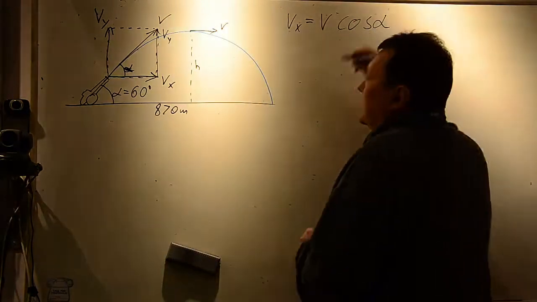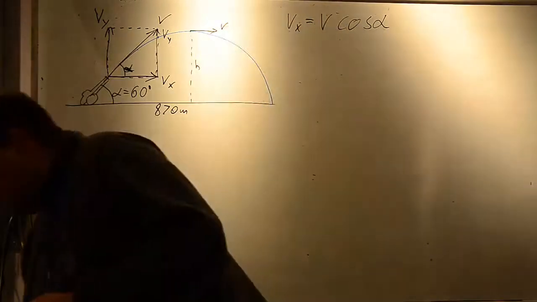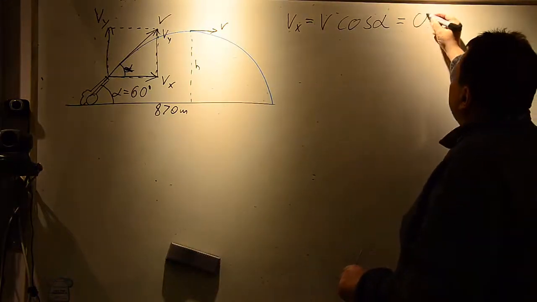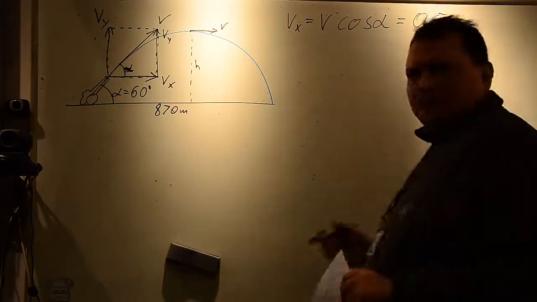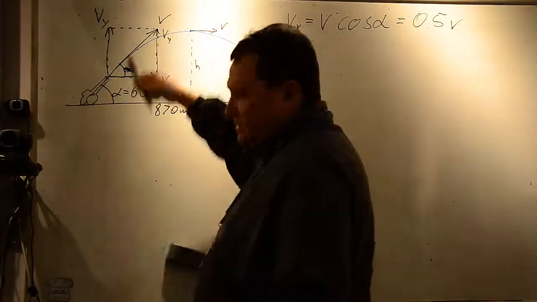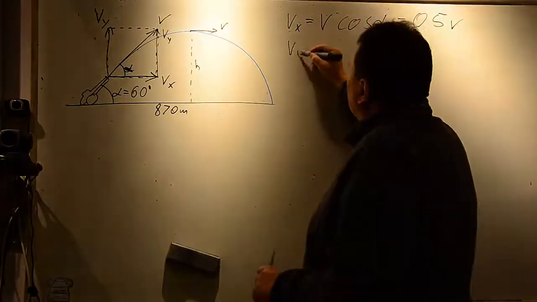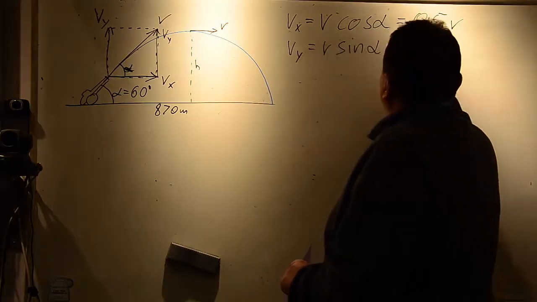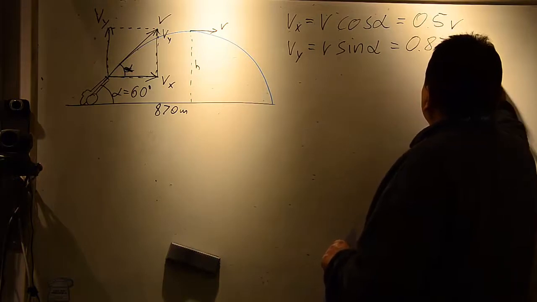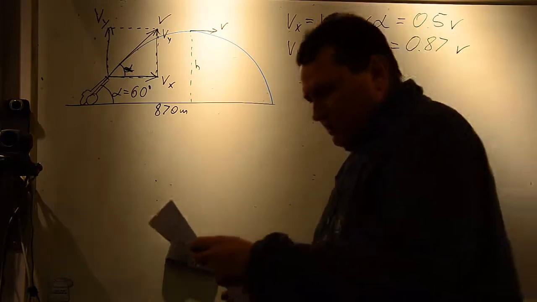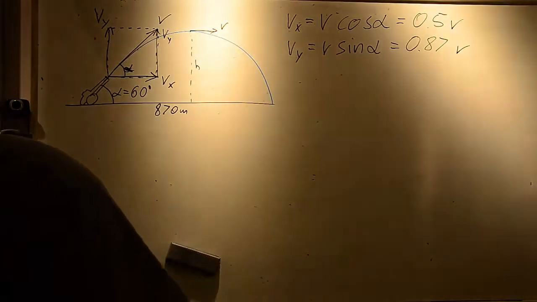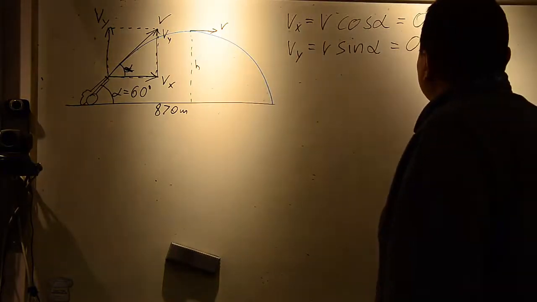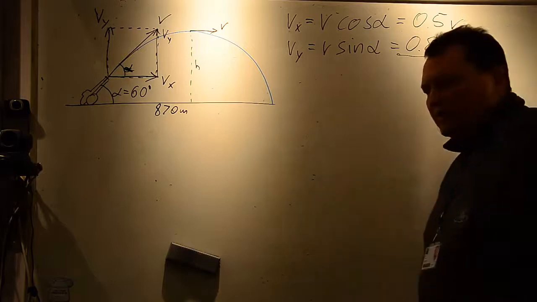V cosine alpha, and cosine of 60 degrees, according to what is given in this exercise, is 0.5. So Vx is 0.5 V. V is the initial velocity, the main velocity, this one. Similarly, vertical velocity is V sine alpha, which means it is 0.87 V, according again to the values provided in the text of this exercise. Okay, so we have some very important results for the beginning.